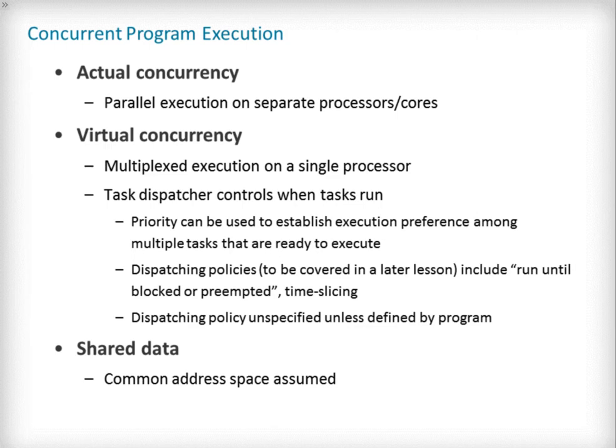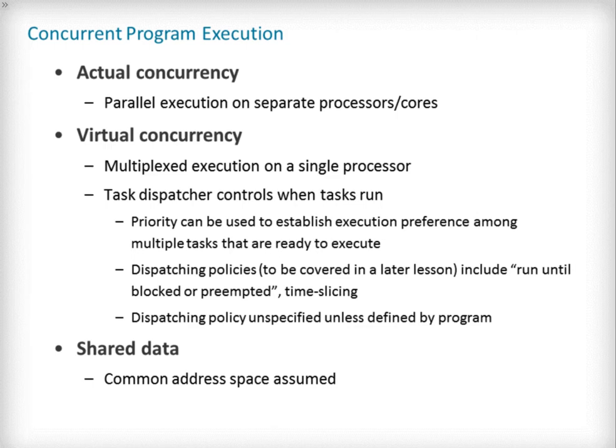The task dispatcher decides which task is to run based on the task's priorities, which can be controlled by the programmer in conjunction with the dispatching policy. For example, one common policy is run until blocked or preempted. That is, a task will continue to run until it either cannot proceed, for example it may need to wait for some event, or a higher priority task becomes eligible for execution. Another common policy is time slicing, which ensures that low priority tasks do not get starved for execution time.